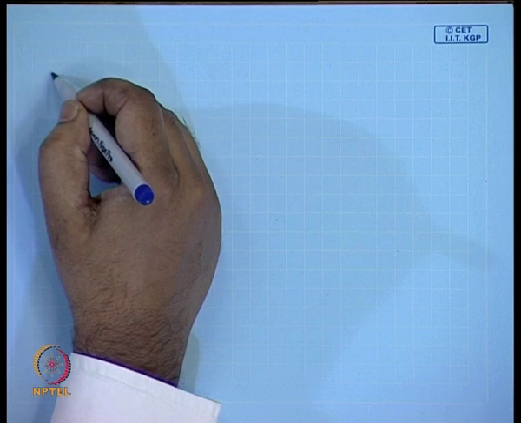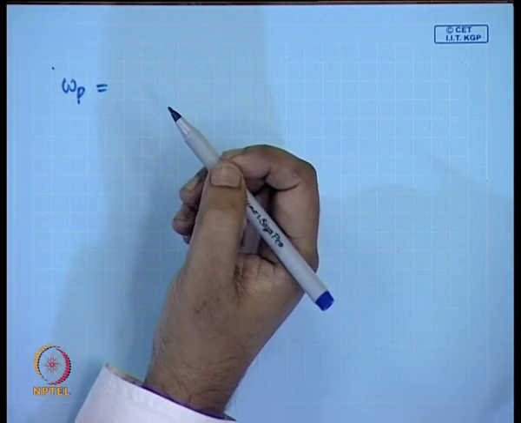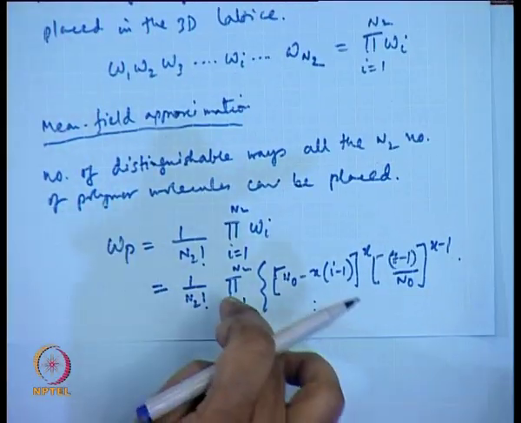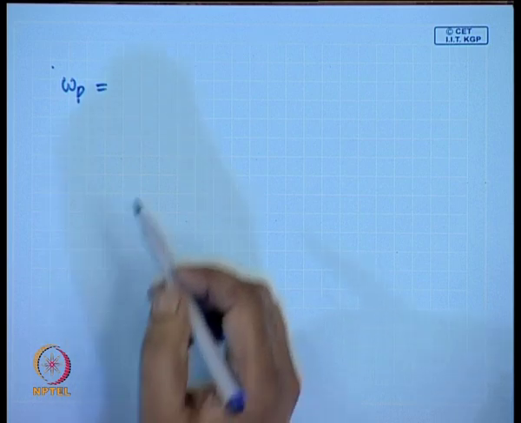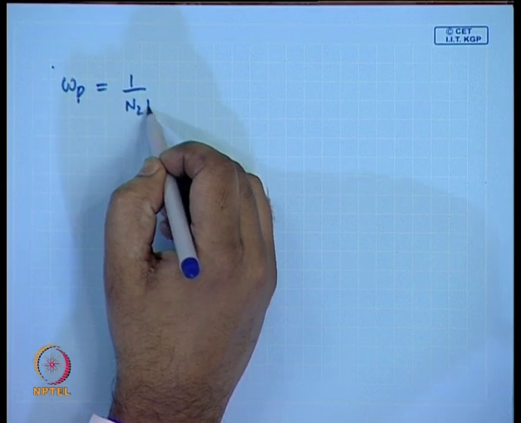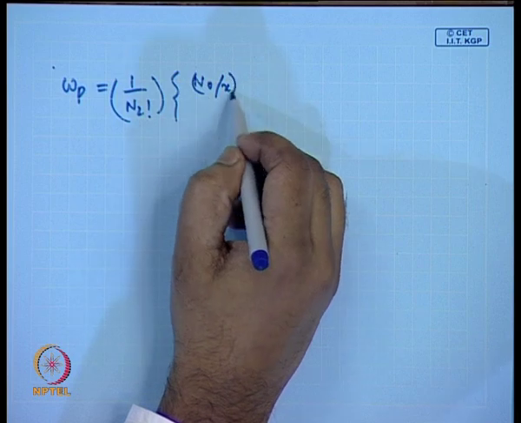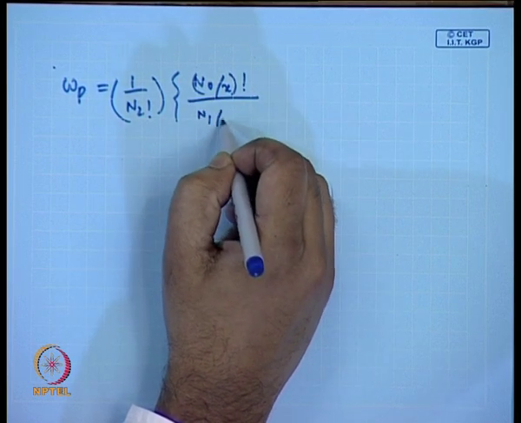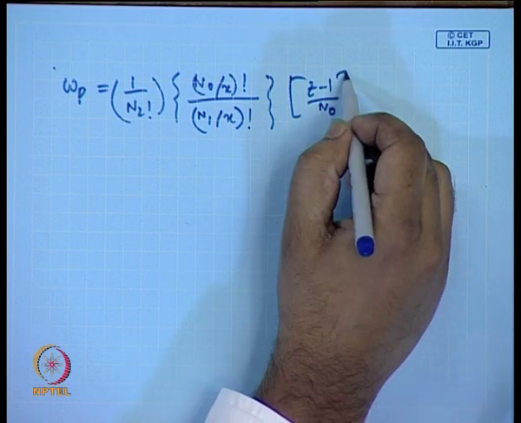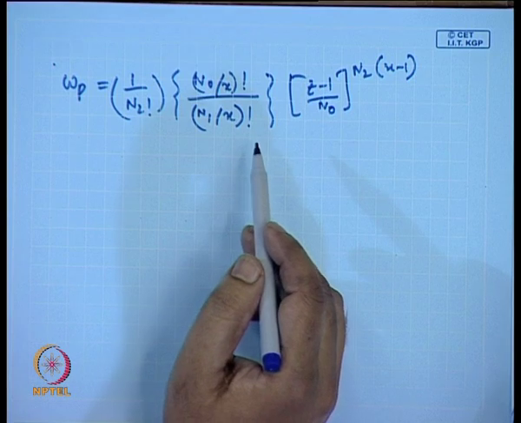This is the number of distinguishable ways you can place the N2 number of molecules in this state, given by the expression we just mentioned here. Now, we just drop the steps and write the final expression. So, this is the number of ways all the polymers can be placed.